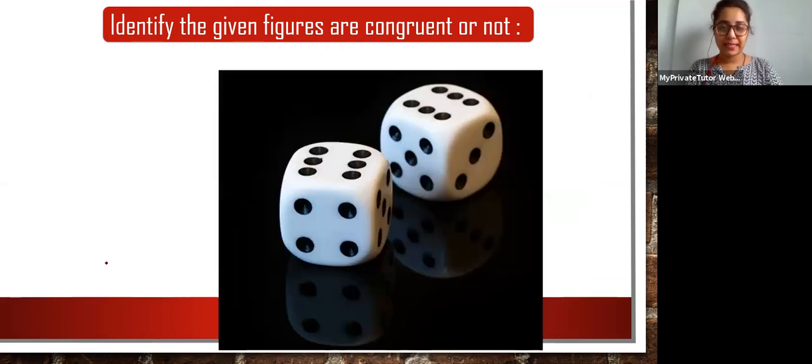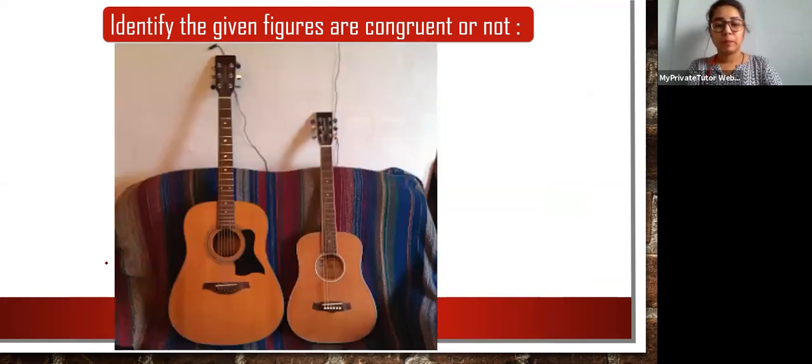Okay, let's look at these dice. Are they congruent? Yes, both of those dice are exactly the same in shape and same in size. Therefore, they are considered congruent figures. Now let's look at these guitars. Are they congruent? They look exactly the same in shape, right? But they are not congruent because one is big and the other is small. So what do congruent figures mean? Figures having same shape and same size. As they are not the same size, they are not congruent figures.